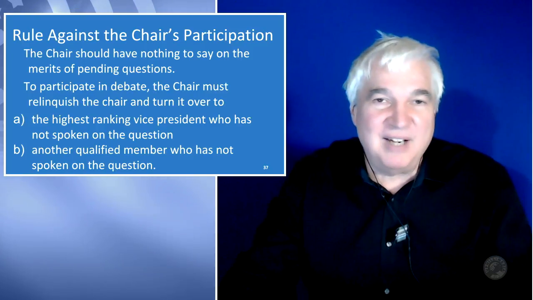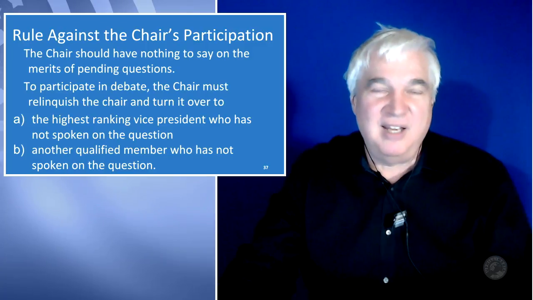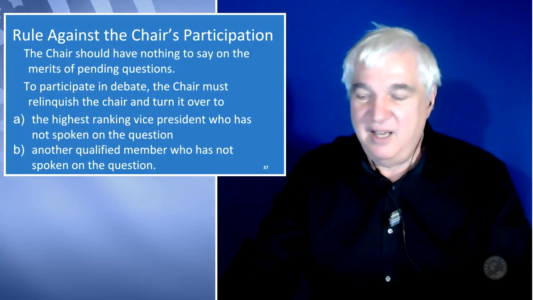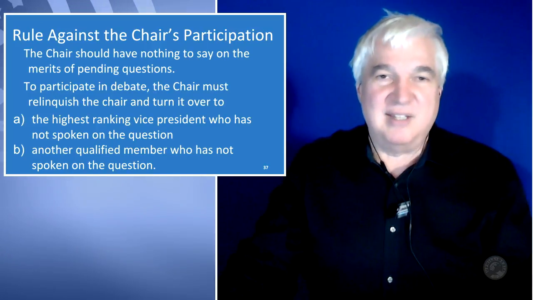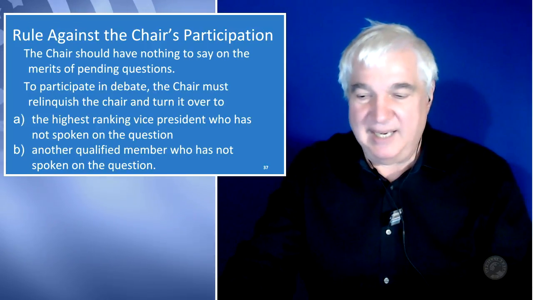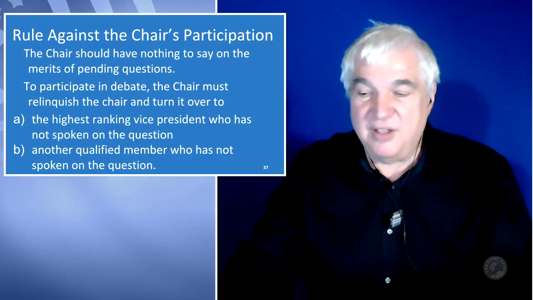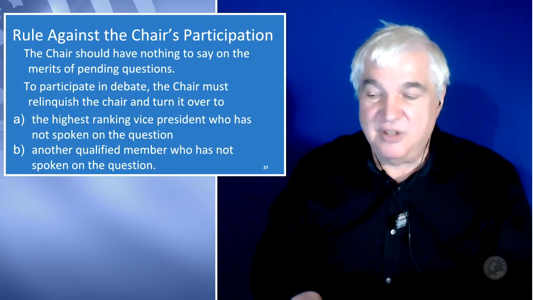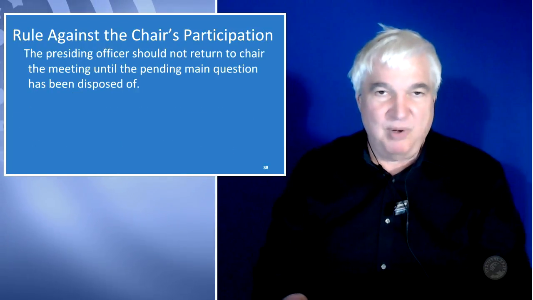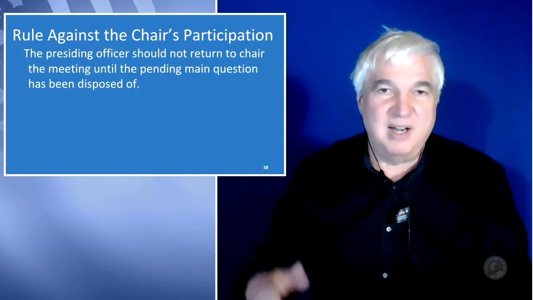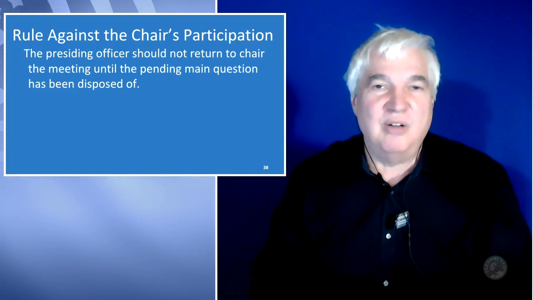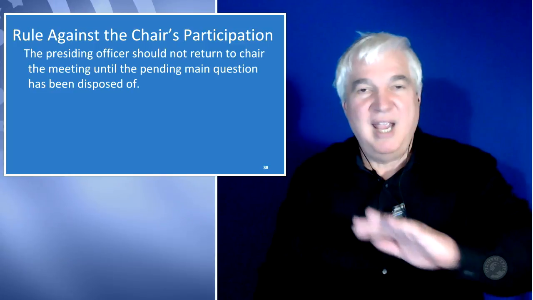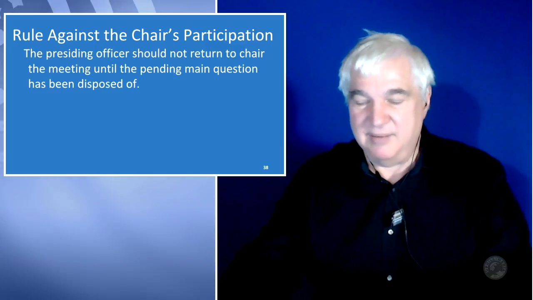And if they can't find an officer to do this, then they need to find someone qualified to run the meeting in the assembly. Hopefully there's someone who's familiar enough with this stuff that they could take over presiding. And the presiding officer should not return to presiding the meeting until the pending main question has been disposed of. So if they want to debate, then they go out and sit in with the other members until that motion has been dispositioned, and then they can go back and take over the meeting again.